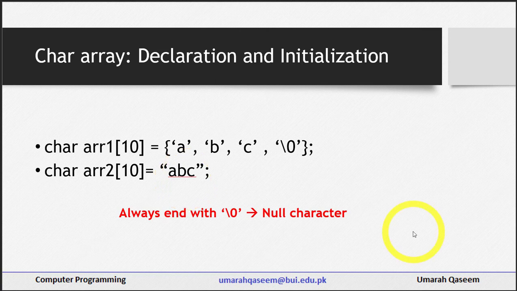There is one more thing you have to make sure of: your character array always ends with this. What is this? This is a null character. \0 is a null character. You have to make sure that all of your character arrays end with this, and you have to keep space for this as well.